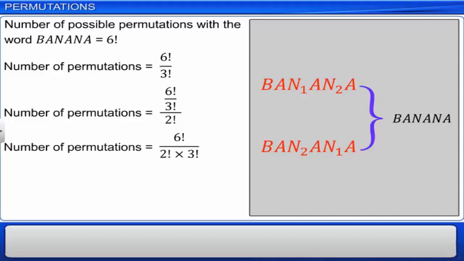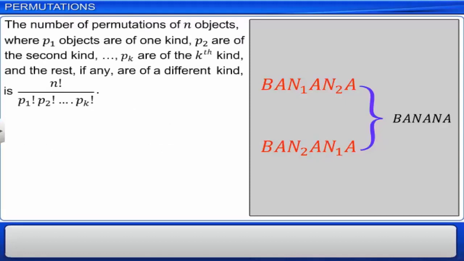This can be generalized into a formula. The number of permutations of n objects, where p1 objects are of one kind, p2 are of the second kind, pk are of the kth kind, and the rest, if any, are of a different kind, is n factorial divided by the product of p1 factorial, p2 factorial, and so on up to pk factorial.